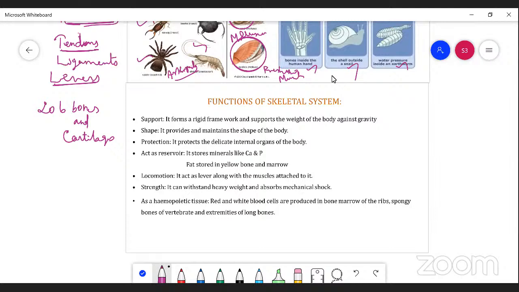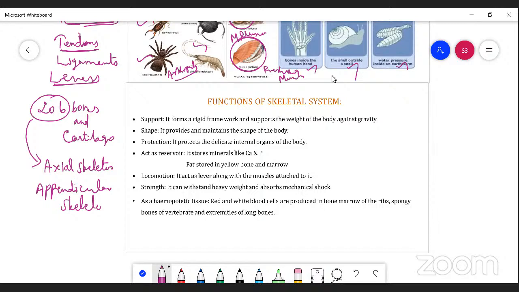In human beings, the skeletal system is made up of how many bones? 206 bones and cartilages. These 206 bones are classified into two types. One type is known as the axial skeleton. The second type is known as the appendicular skeleton. Do you understand? So how many types of skeletons are present in our body? Two types. One is the axial skeleton, and another one is the appendicular.